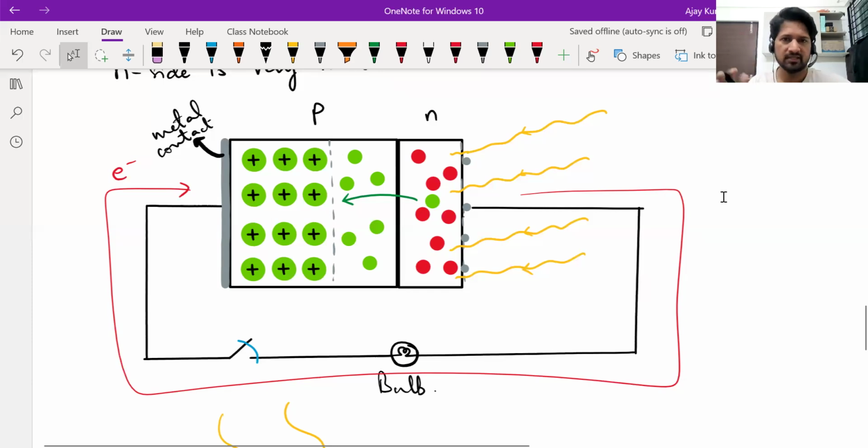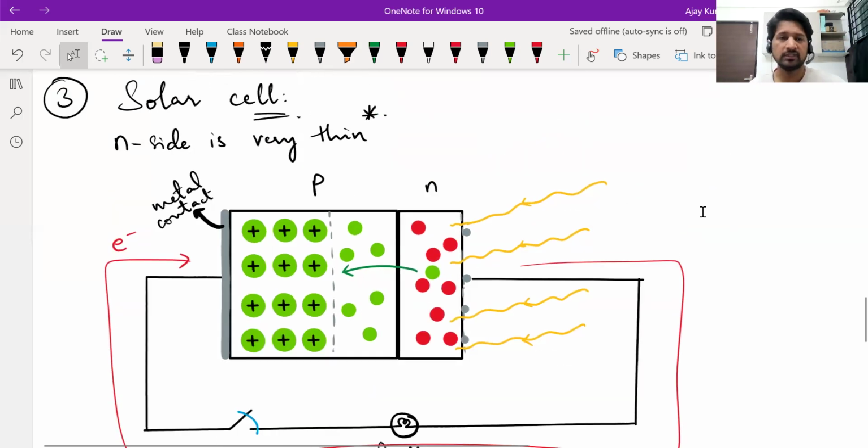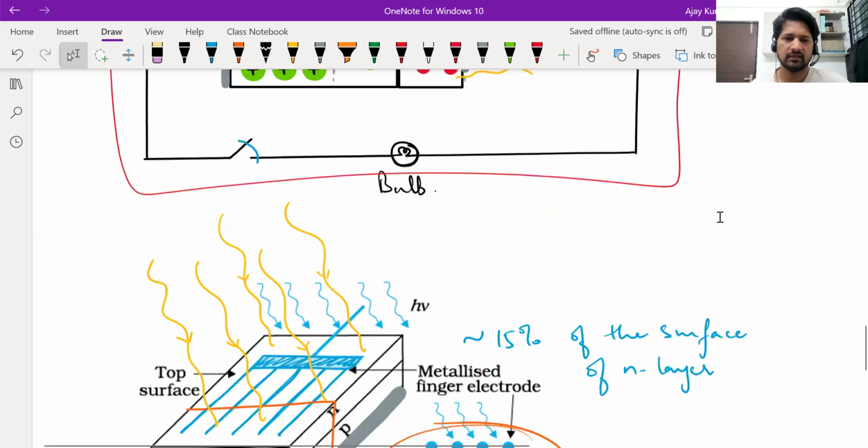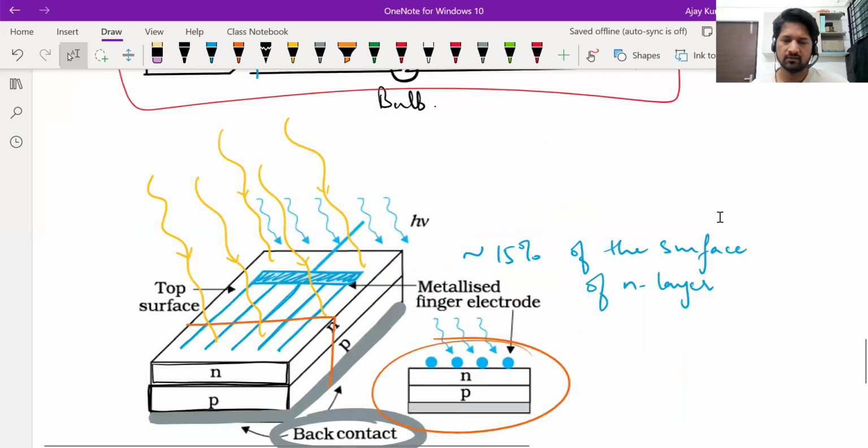There's an unbiased PN junction, but it is important that the N side is a very thin layer. Most of it has to be the depletion region because the radiation should be incident on the depletion region. For that to happen, the N layer has to be thin. Okay. And most of the N layer has to be exposed such that a significant amount of sunlight can fall on it and a significant number of conduction electrons can be generated.